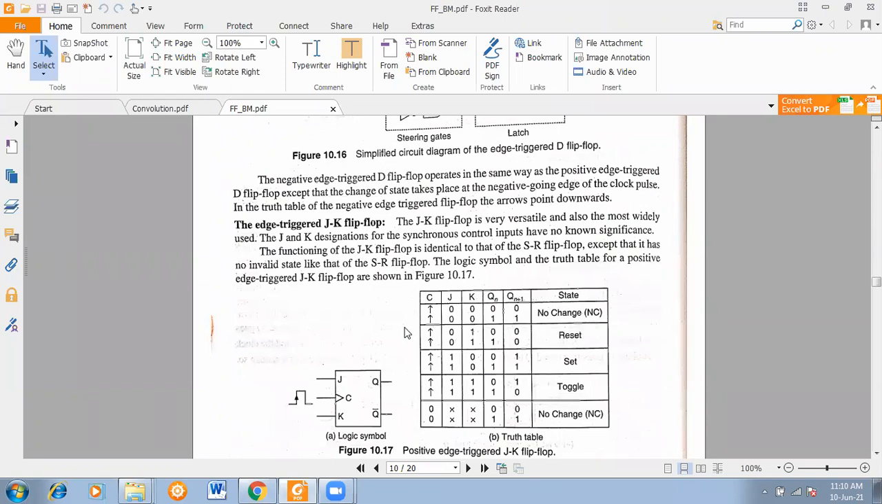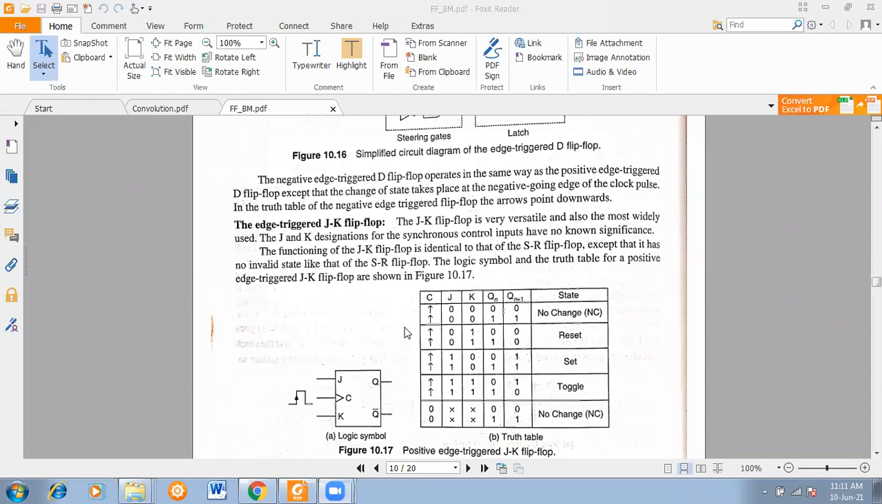In the case of the SR flip flop, what was the disadvantage? We never applied S equal to R equal to 1 because we can't have a definite output. We can't say whether the output will be 1 or 0. We can't assure that if S is equal to R is equal to 1. That problem can be avoided in the case of the JK flip flop.